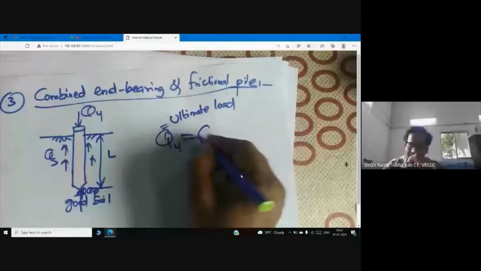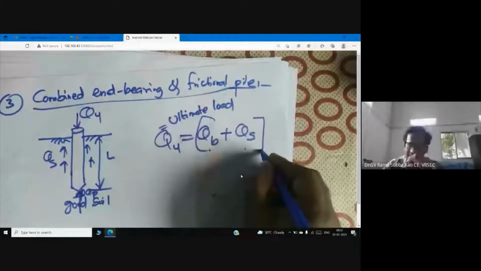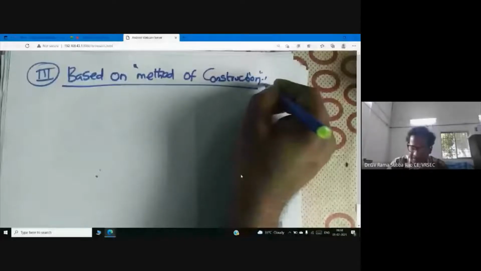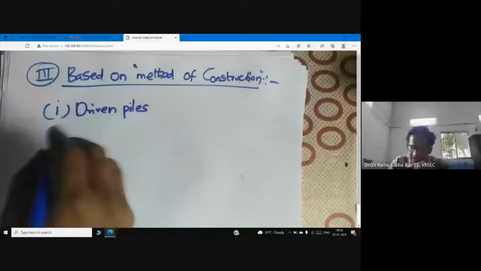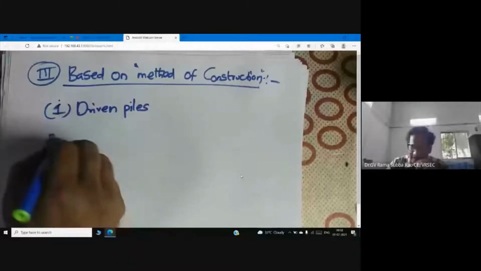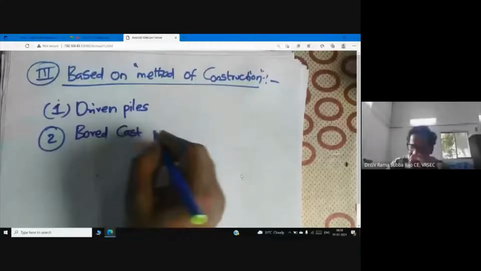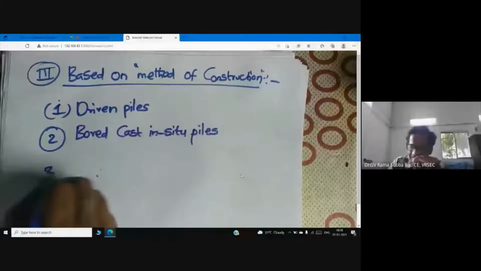If someone asks me, sir, what is B? I can show you. Today I will share this material with you. This is the way we are constructing the piles. First one is driven piles. Driven piles are quite common in offshore. Second one, I can write here: bored cast in situ. What we are discussing is bored cast in situ. Here in our Vijayawada, many times we are constructing bored cast in situ piles. Now we have combined driven and cast in situ piles.